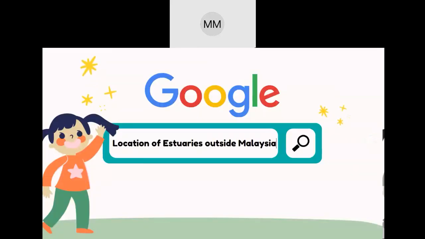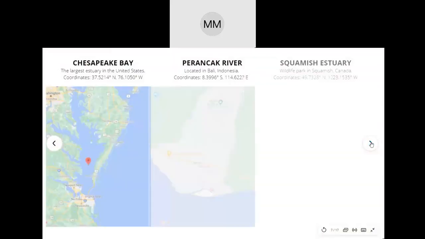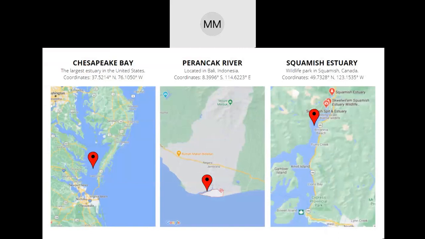Examples of locations outside Malaysia. The first one is Chesapeake Bay. Chesapeake Bay is the largest estuary in the United States. Second one is the Perancak River, located in Bali, Indonesia. And lastly is Squamish Estuary, located in Canada.